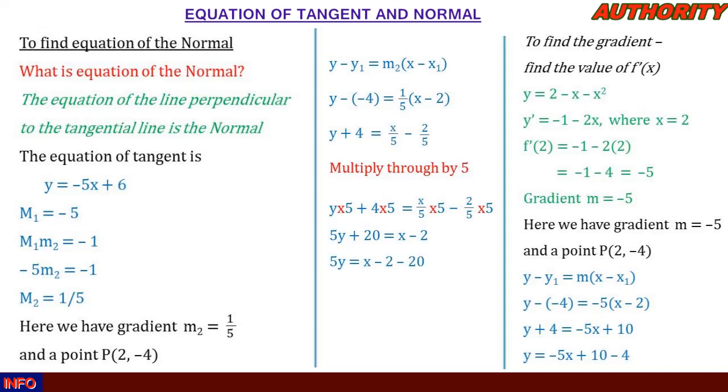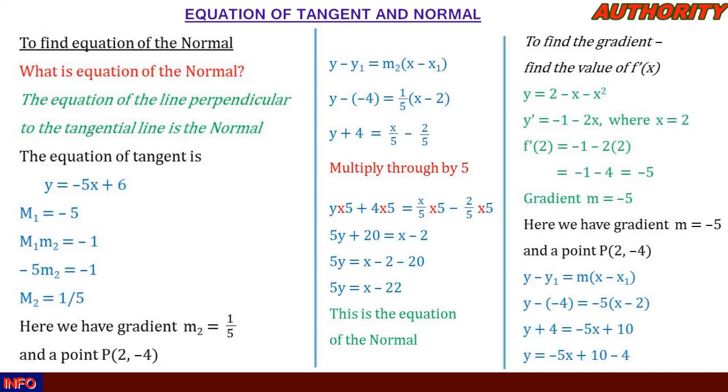We're going to have 5y is equal to x minus 2 minus 20. Minus 2 minus 20 is equal to minus 22. So we have 5y is equal to x minus 22. This is called the equation of the normal.